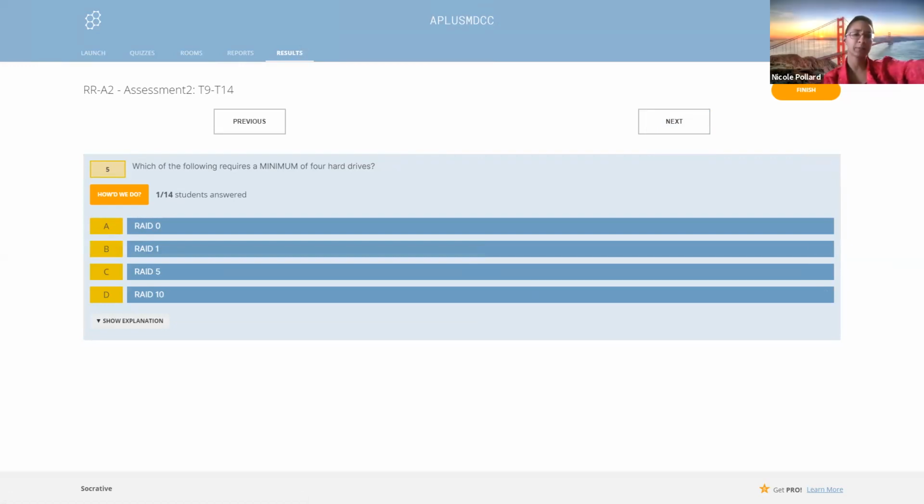Which of the following requires a minimum of 4 hard drives? RAID 0, RAID 1, RAID 5, or RAID 10? I would have to say that would be RAID 10 because it's RAID and striping. 10, definitely. RAID 10 is the one that requires 4.